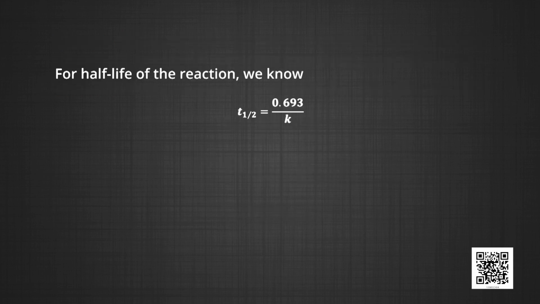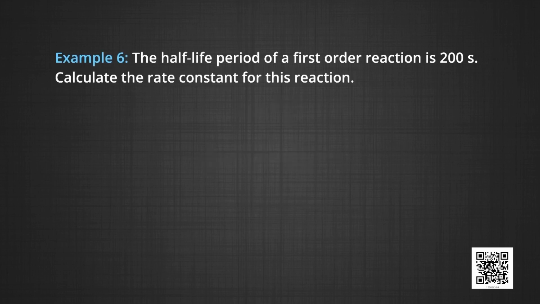For half-life of the reaction, we know that T half is equals to 0.693 by K. Now just comparing the two expressions, T by T half is equals to 6.909 upon K into K upon 0.693. It comes out to be 10. Now let me take another example based on half-life period again. The half-life period of a first order reaction is 200 seconds. Calculate the rate constant for this reaction.